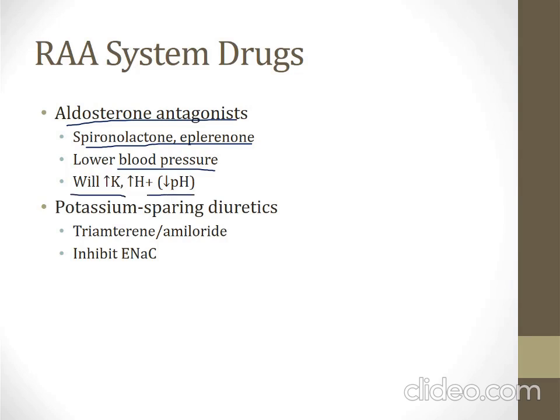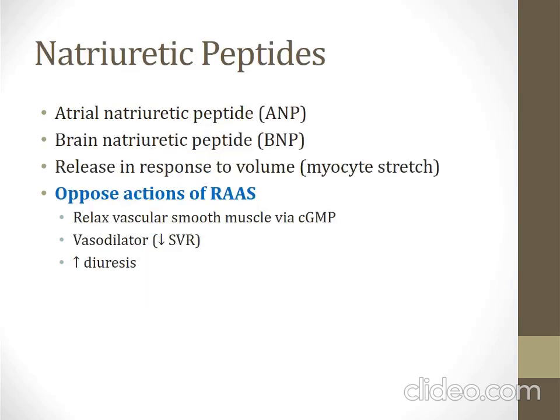And then finally, potassium-sparing diuretics are drugs like triamterene and amiloride. These drugs inhibit the sodium channel ENaC, which is the channel that's activated by aldosterone. So they will also block aldosterone effects, but not through antagonizing the hormone, through blocking the activity of this sodium channel.